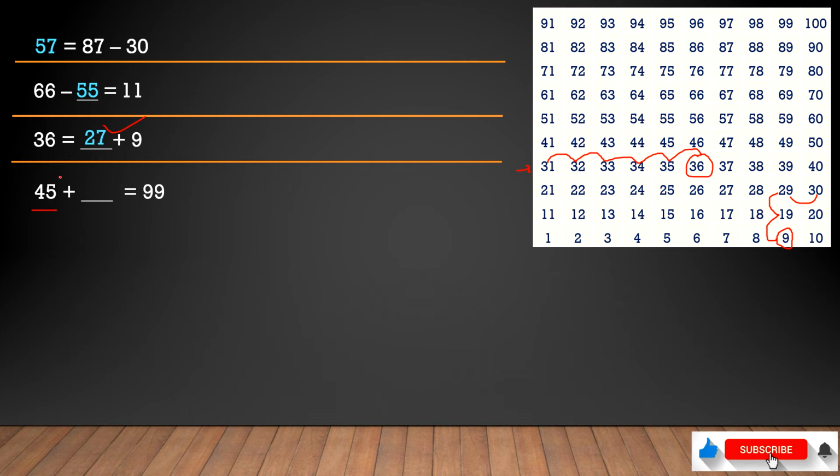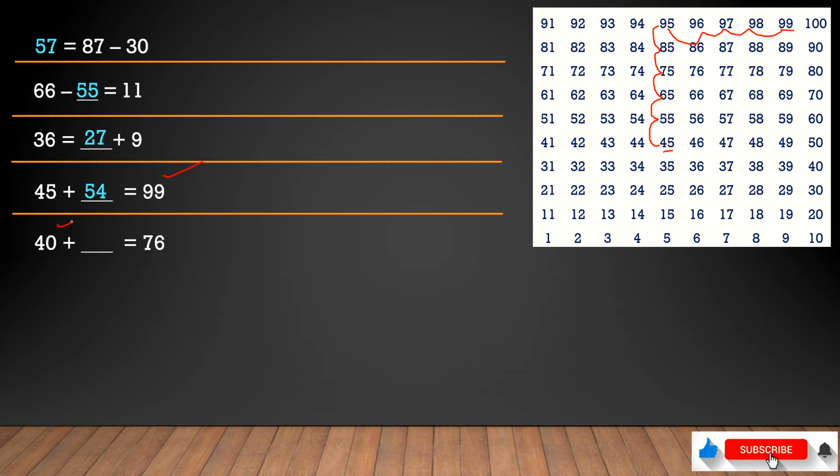Next example, 45. How much do we have to add to reach 99? This is 45, this is 99. Let's try to jump 10 by 10. So this is 10, 20, 30, 40, 50, 51, 52, 53, 54. So after adding 54, we'll reach 99.